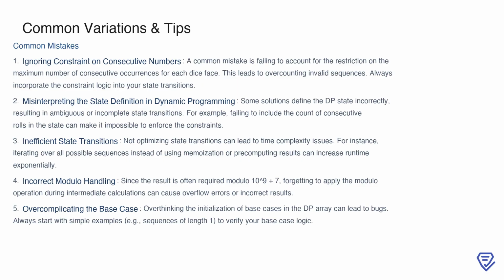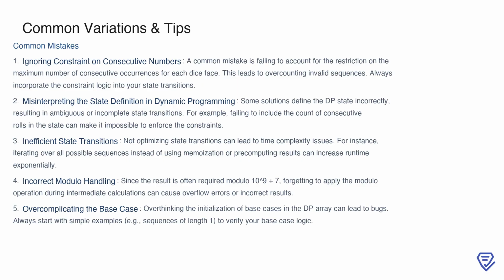First, one of the most frequent errors is ignoring the constraint on consecutive numbers. If you fail to account for the maximum number of times a dice face can appear consecutively, you'll end up overcounting invalid sequences. This is why it's critical to integrate this constraint directly into your state transitions.